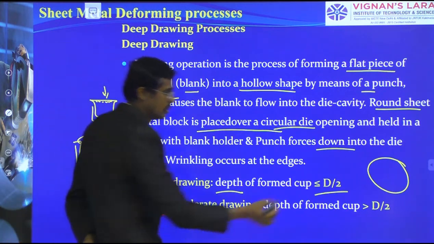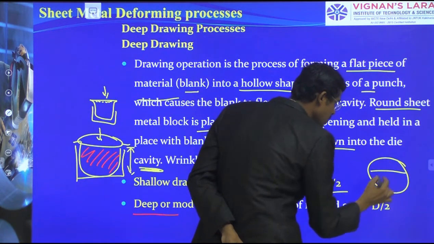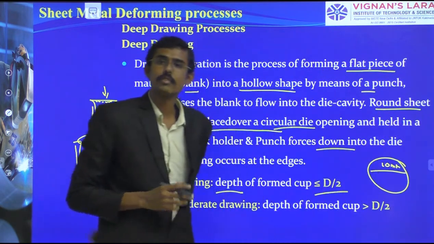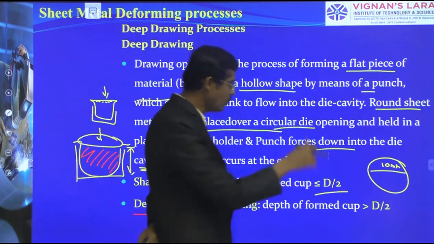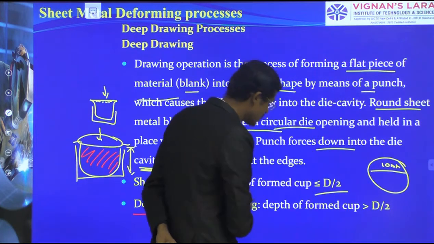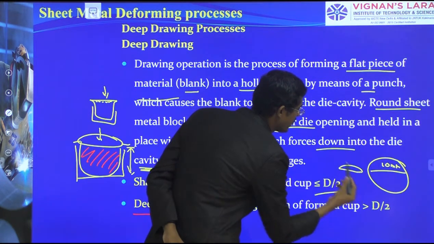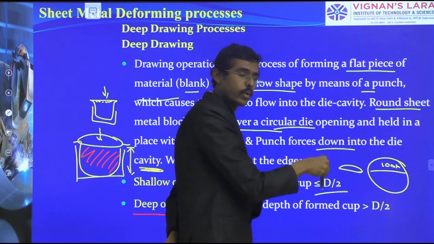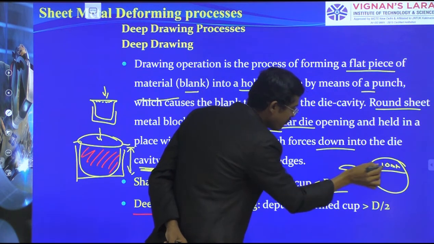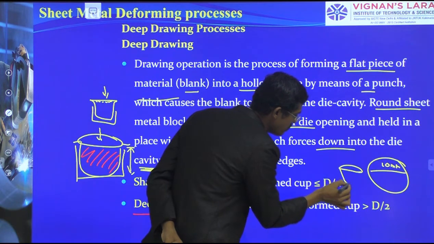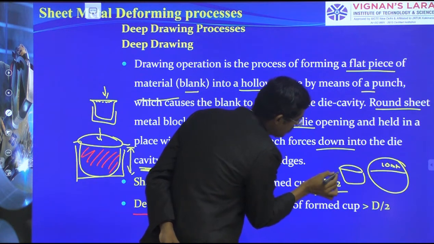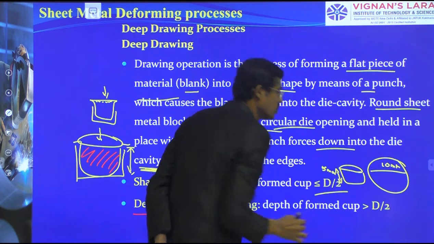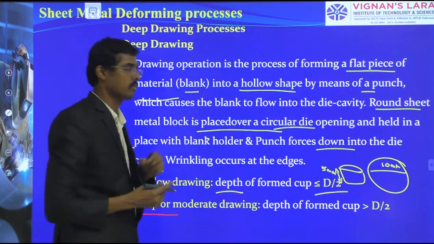In case the diameter is considered of 10 mm, for this shallow drawing operation I am generating the cup now. Therefore, the depth should be 5 mm only. So this depth is 5 mm, then it is called a shallow drawing.